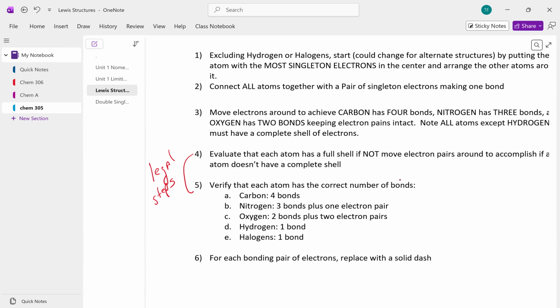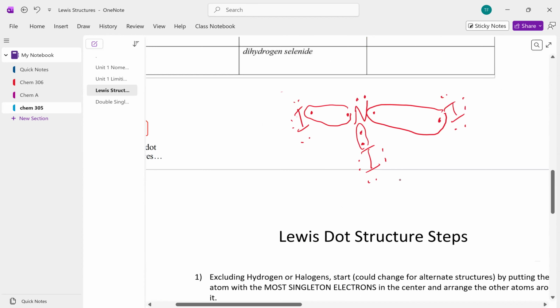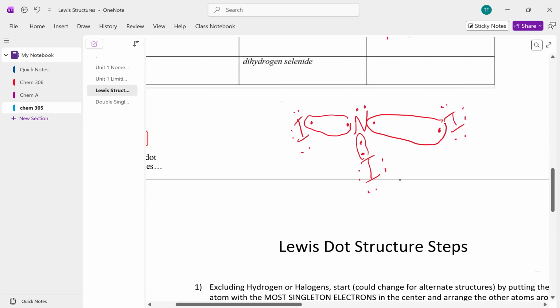Okay, so let's see how our nitrogen did. Nitrogen needs 3 bonds. Bond, bond, bond. 1 electron pair. So nitrogen looks good. What about iodine? Iodine needs, because it has 1 singleton, 1 bond. 1 bond, 1 bond, 1 bond. So the number of bonds is good.